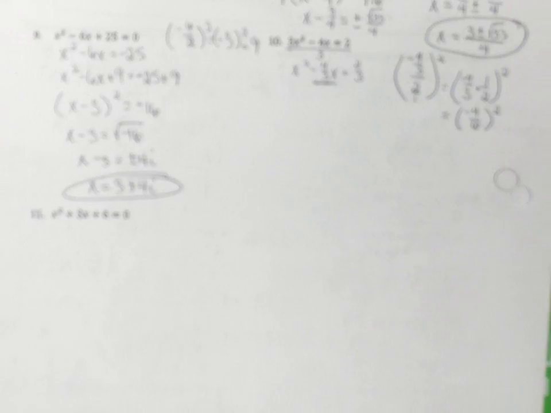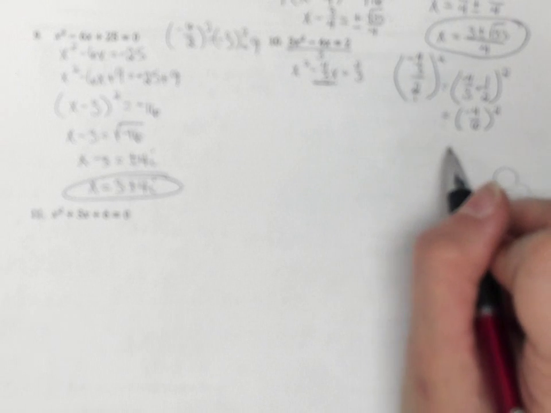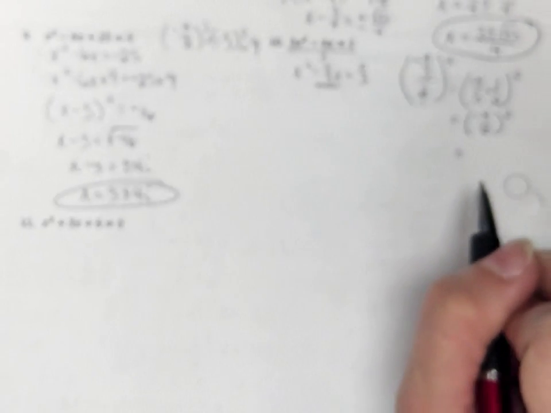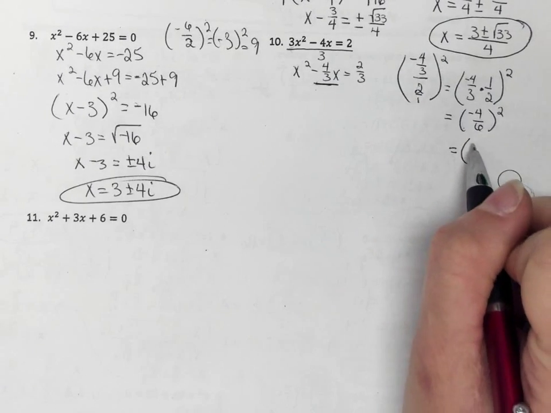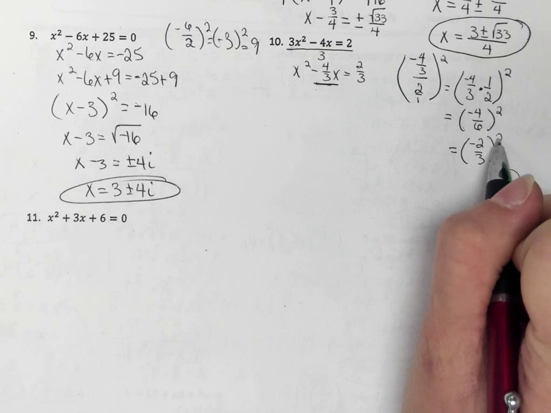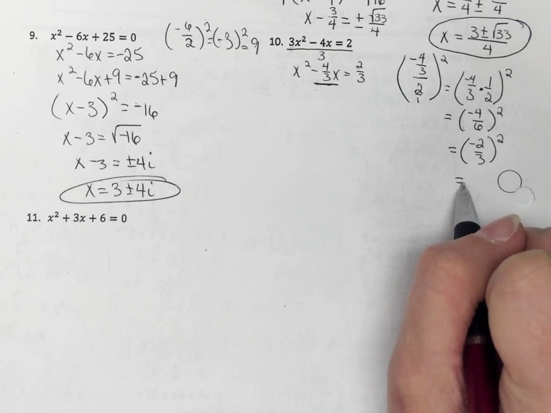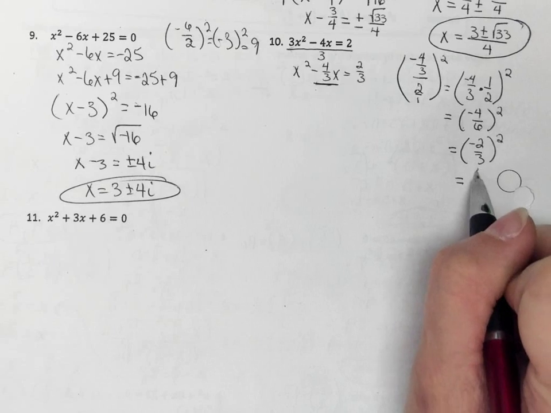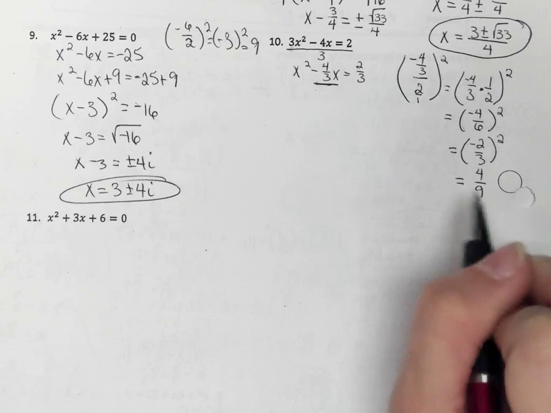Oh, hold on. What's negative 4 over 6 reduced to be? Negative 2 over 3. And what's negative 2 over 3 squared? 4 over 9.